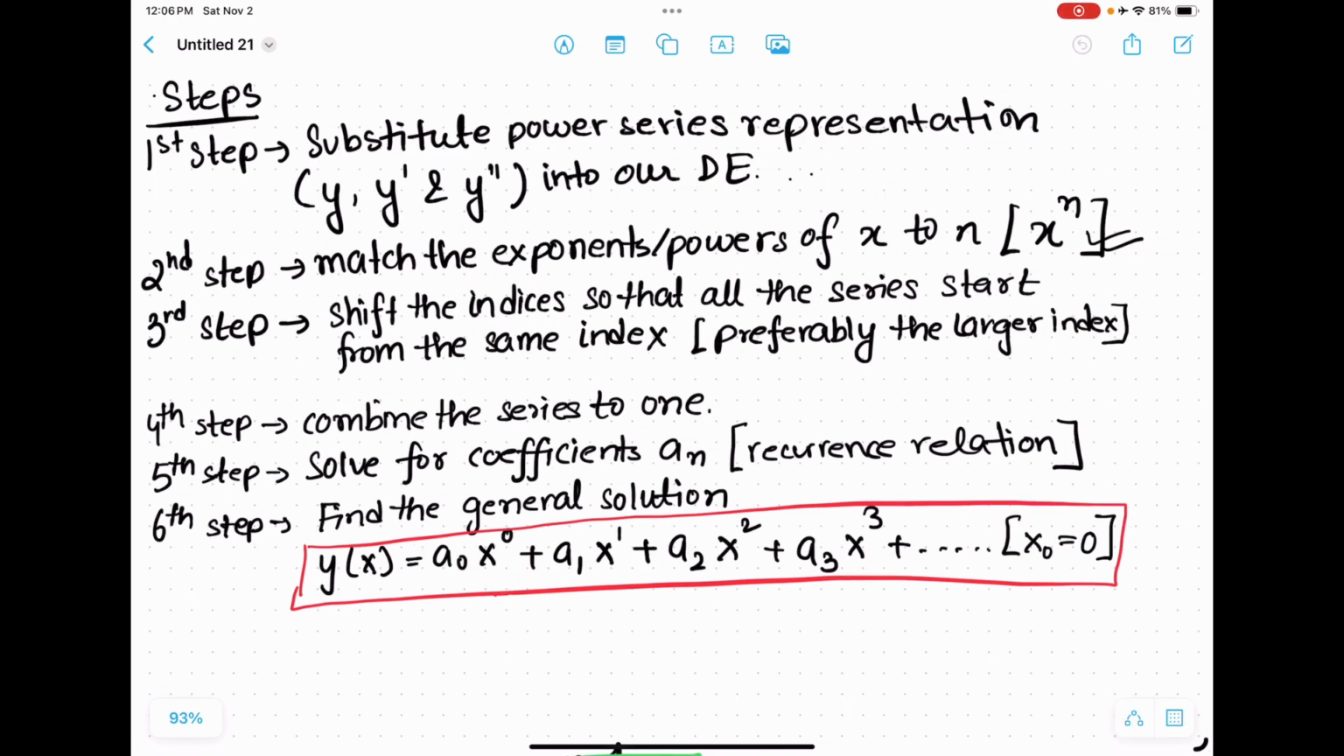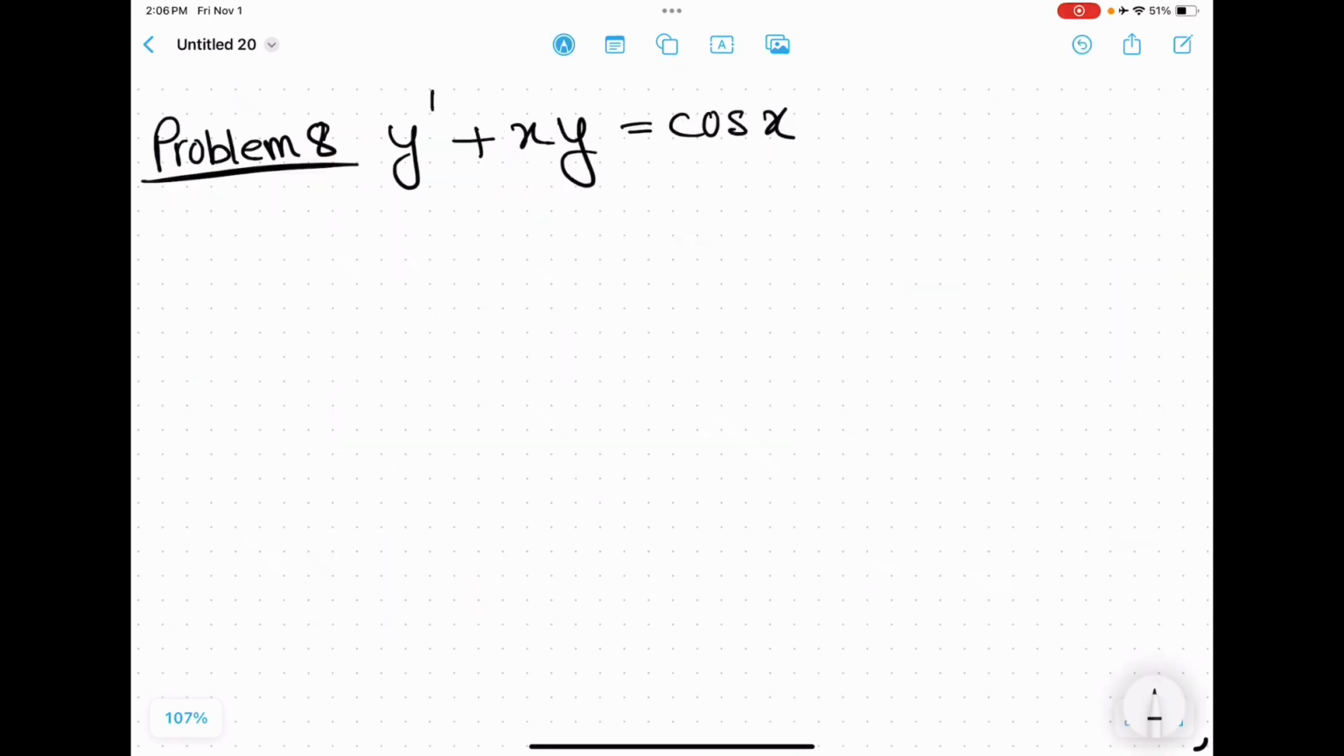I've constantly applied these steps to every problem I've solved, so all the problems in section 4.1 follow the same approach. So without further ado, let's dive into the problem. In today's problem, we have y prime plus xy equals cos x. All right, so our first step was to represent all our y's into a power series. All right, so let's go ahead and do that.